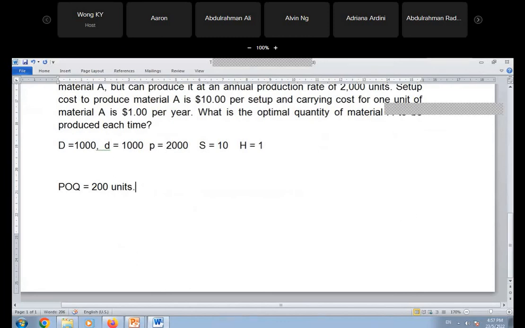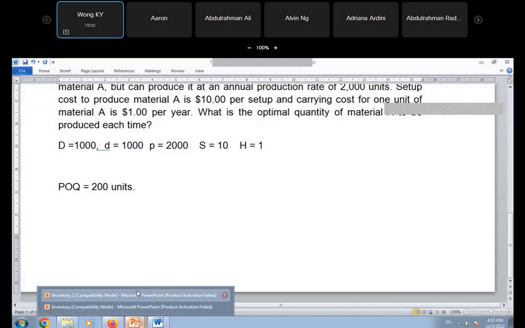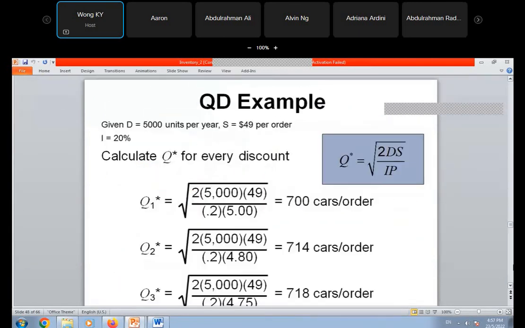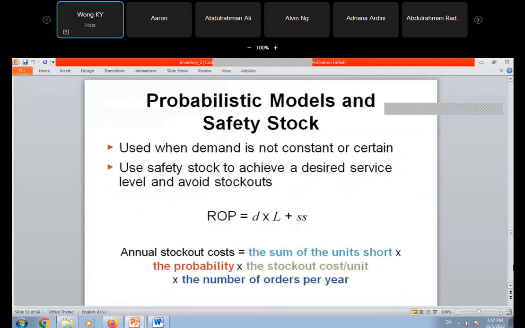Right, so I think let's stop here. It's already 4:57. So we stop here, and then on Sunday I will continue with some of the other models, that include the quantity discount model and also some probabilistic models.